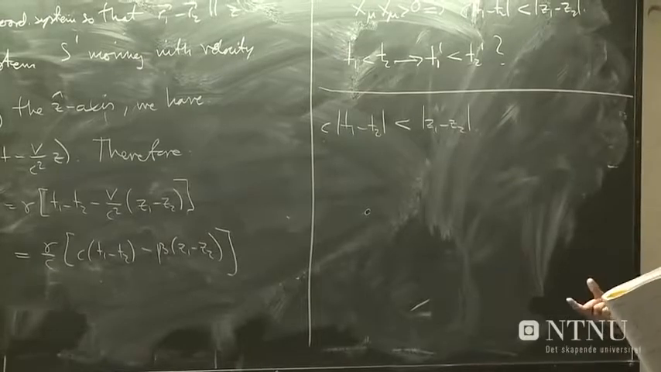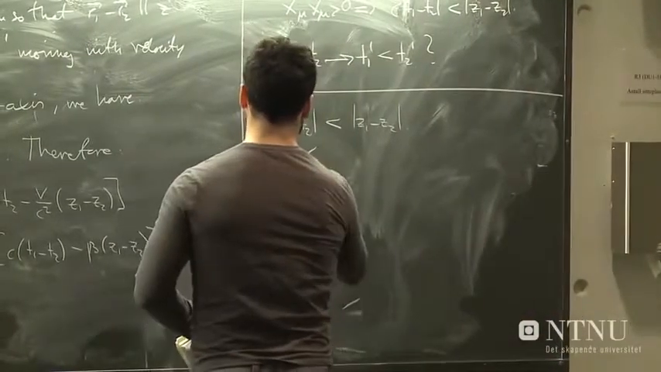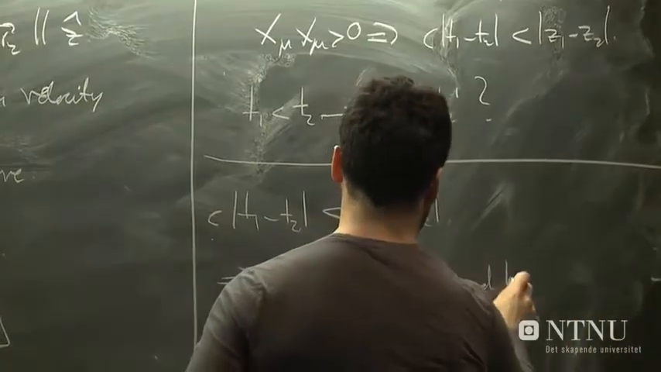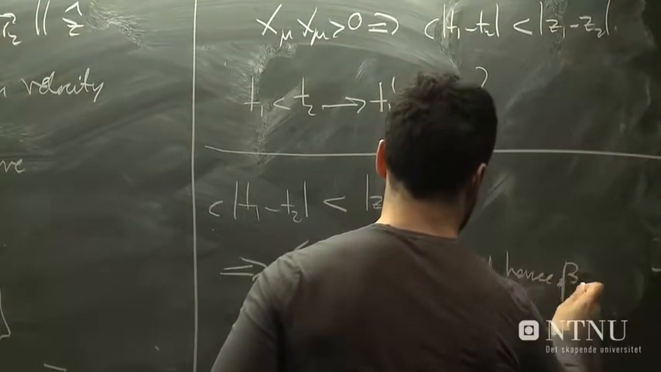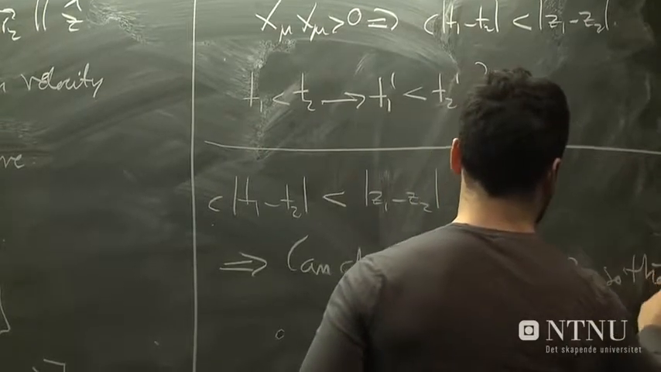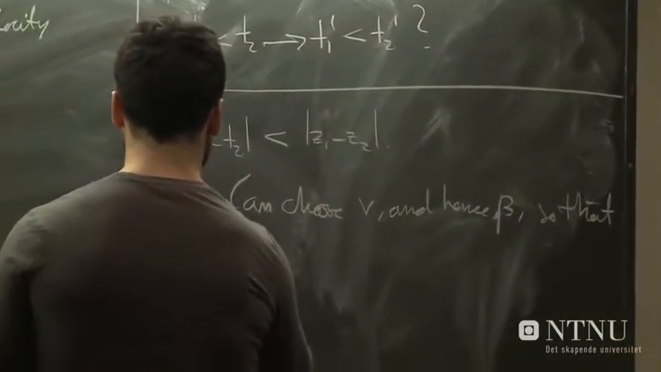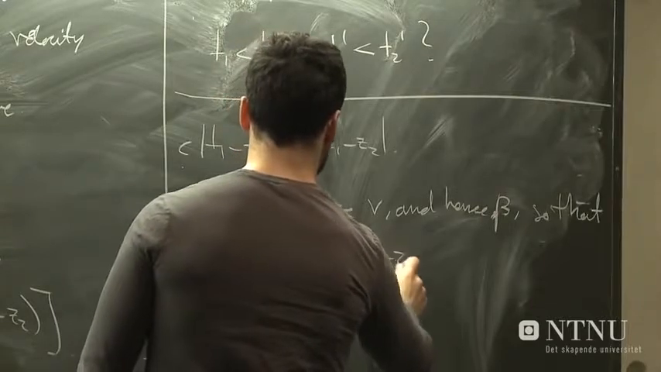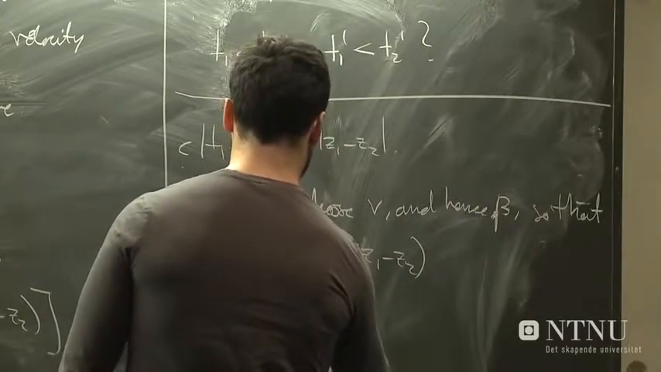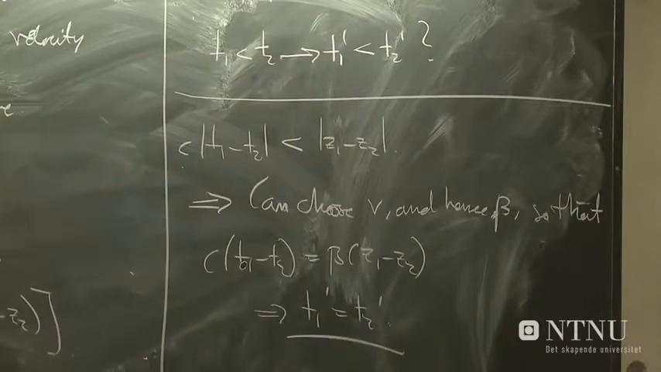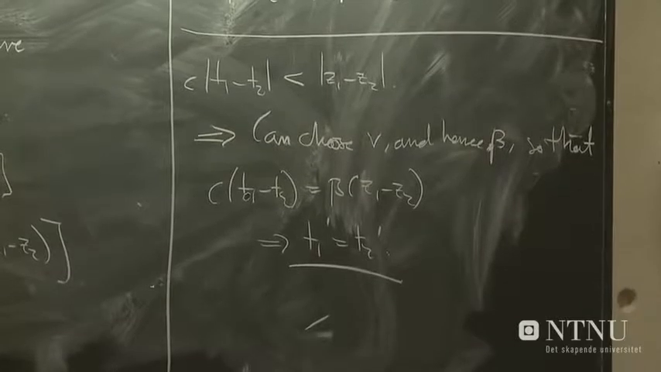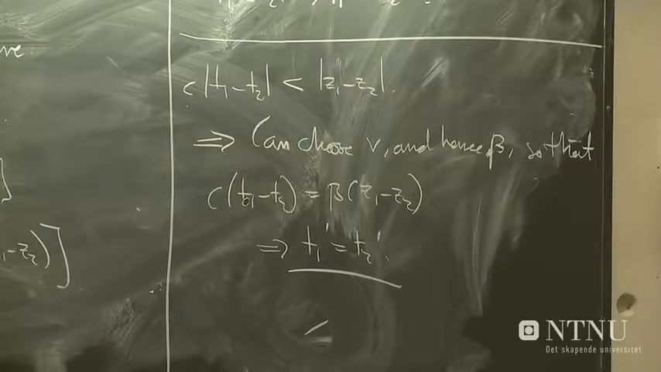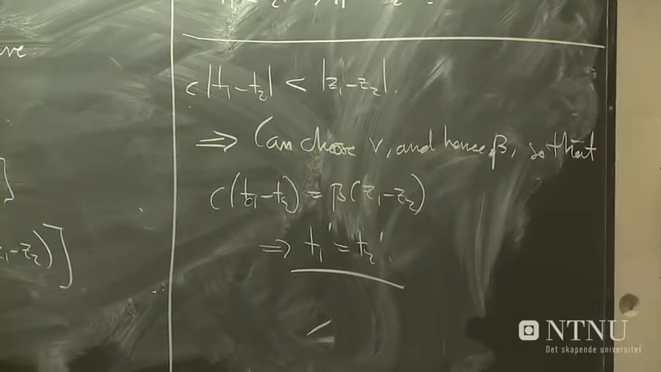So in other words, if I can do this, and this has the rather unsettling consequence that the difference between the time coordinate of these two events should be 0. In other words, the events should be simultaneous. They should occur at the same time.